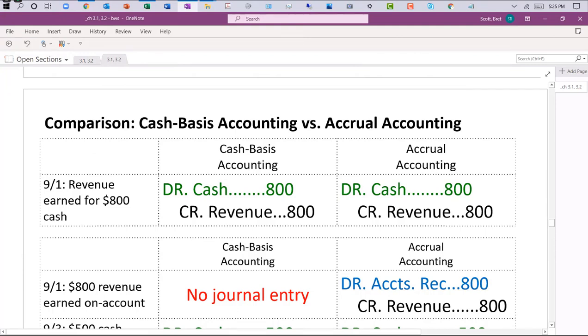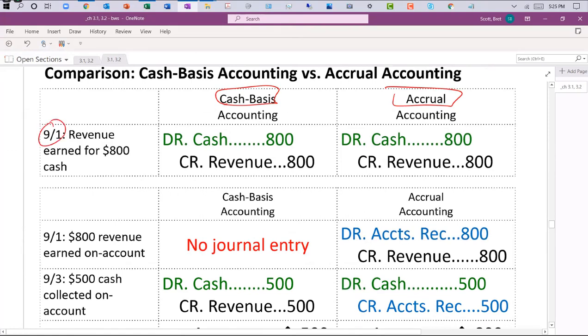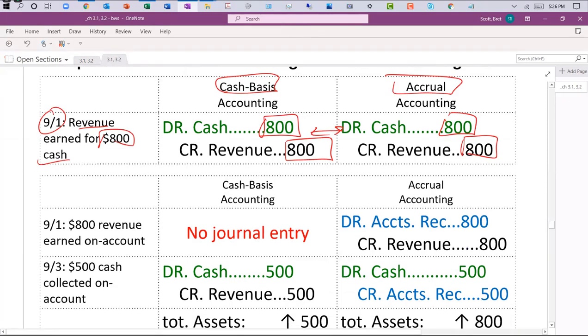To give you a comparison between cash basis and accrual basis accounting, I want to give you a set of journal entries here. So imagine on 9/1, September 1st, we earned revenue and $800 in cash is what we received. Fair enough. What would we see under cash basis accounting for a journal entry? We would see a debit to cash of 800 and credit to revenue of 800. That's fine. What would we see under accrual accounting? The exact same journal entry. Why? Because revenue was earned at that time, and at that very point in time, we also got cash. It's an ideal situation. Give me cash as I earn that revenue.